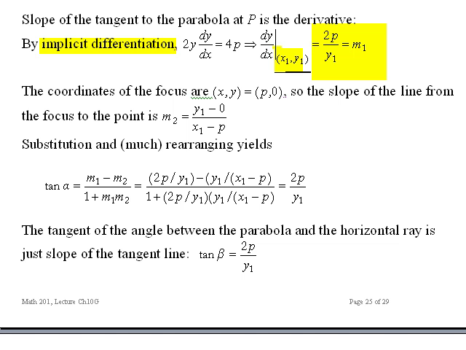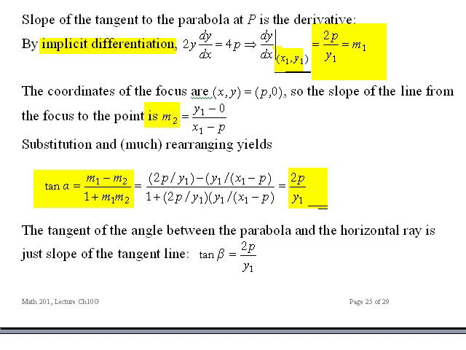Now the coordinates of the focus are (p, 0). And so we want the slope of the line from the focus up to that point P. Here is m2. m2 is (y1 minus 0) over (x1 minus p). And now we're going to substitute and do a considerable amount of rearranging. We know this form: tangent of alpha is (m1 minus m2) over (1 plus m1 m2). After we do all this work, we find the tangent of alpha is 2p divided by y1.